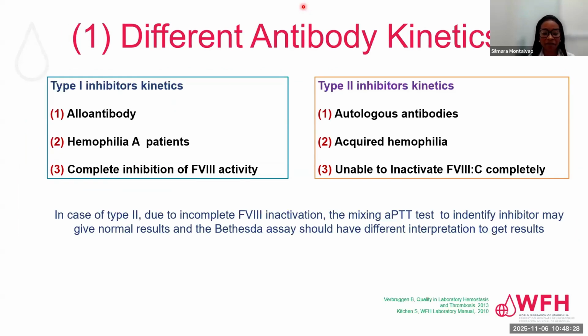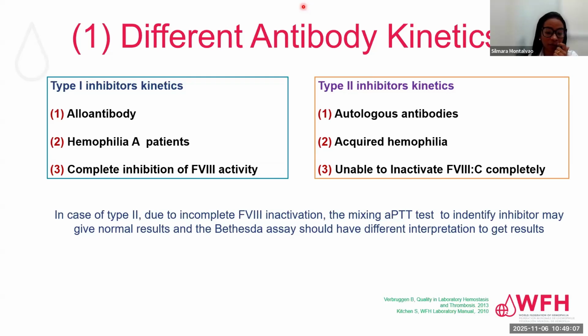Okay. My first point, regarding the laboratory, is that I'd like to pay attention to the antibody kinetics, because the interpretation can change depending on the type of kinetics we have. We have two types. We have type 1 inhibitor kinetics, where we usually have alloantibodies. It's very frequently seen in congenital hemophilia A patients. And in this case, we have a complete inhibition of the factor activity.